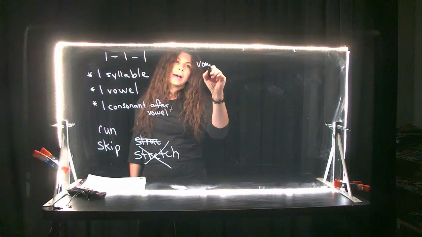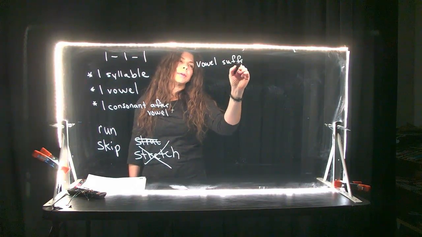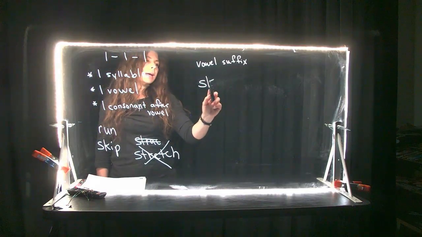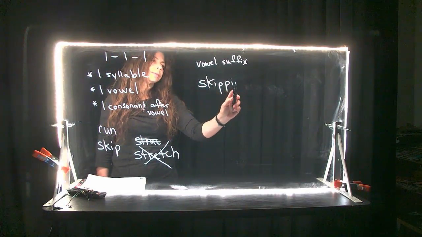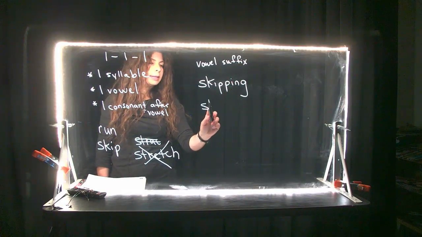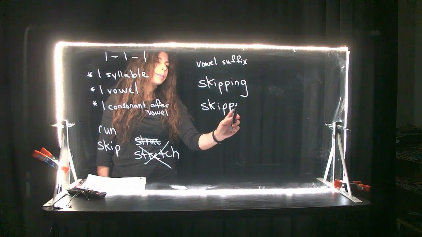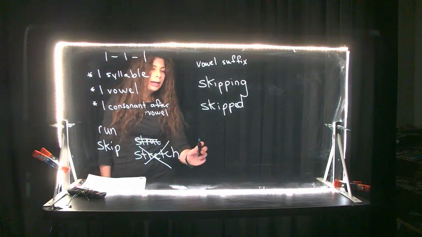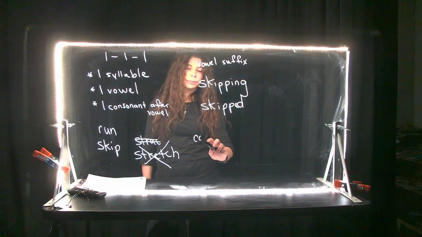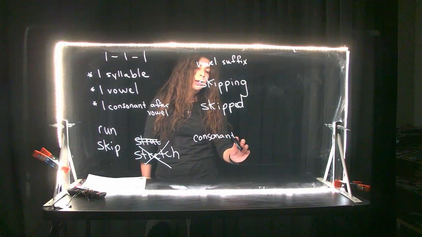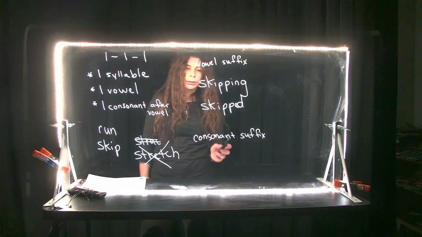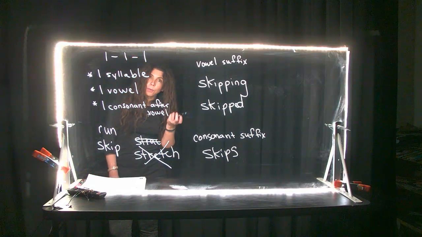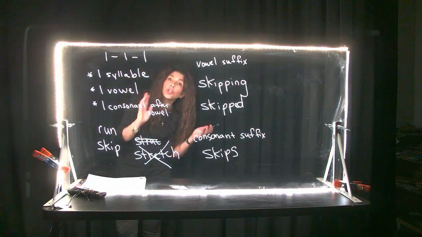Well, if you add a vowel suffix, you have to double the final consonant. So in the word skipping, if you want to say, he was skipping down the street, you have to double the P. Skipping, skipped. You have to double the P. Now, if you want to say she skips down the street, S is a consonant suffix. So if it's a consonant suffix, like an S, then you do not double that final consonant. You would just say skips. Do you remember that one-to-one-to-one? It's so important, so important.